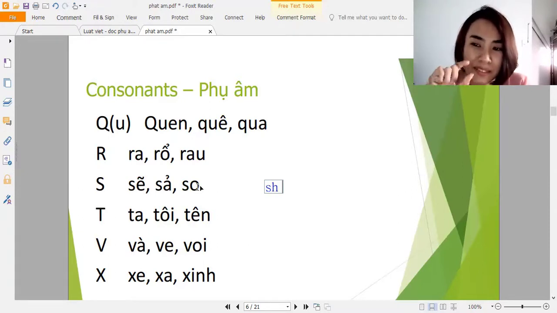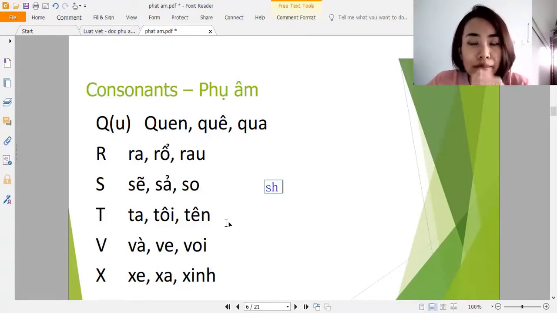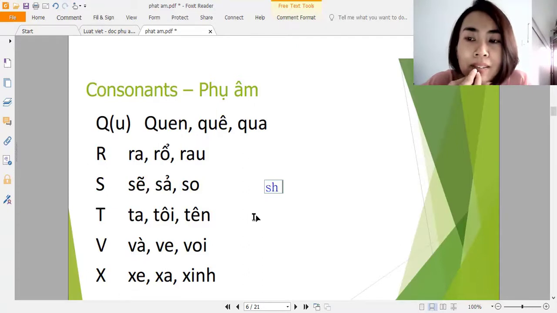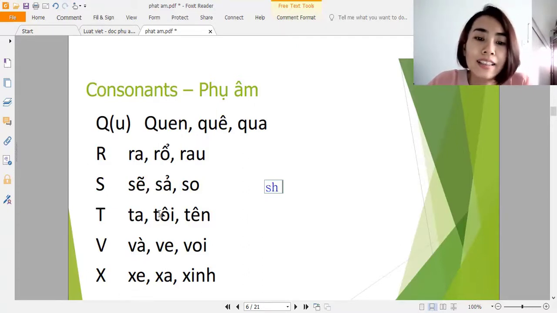Just eliminate the air a little bit. Okay. This is ta, a sharp t. It's not like the t in English. T in English, you have to make the air come out. This is ta, like ta, tôi, tên. And you can see a similar sound in skill, the g.